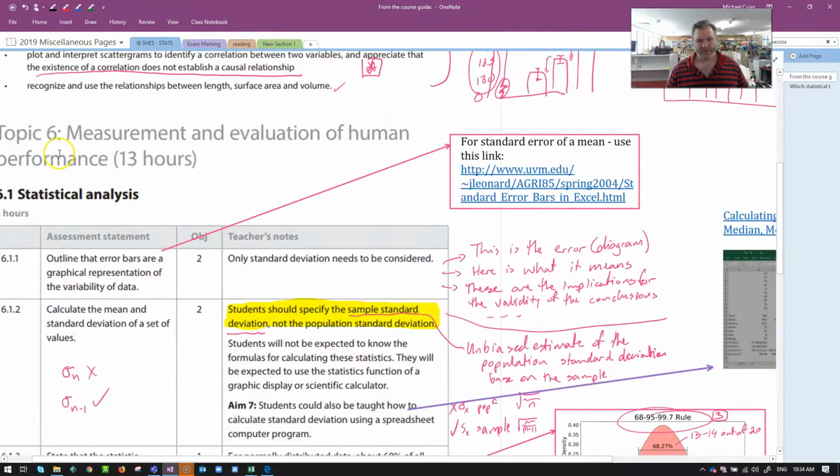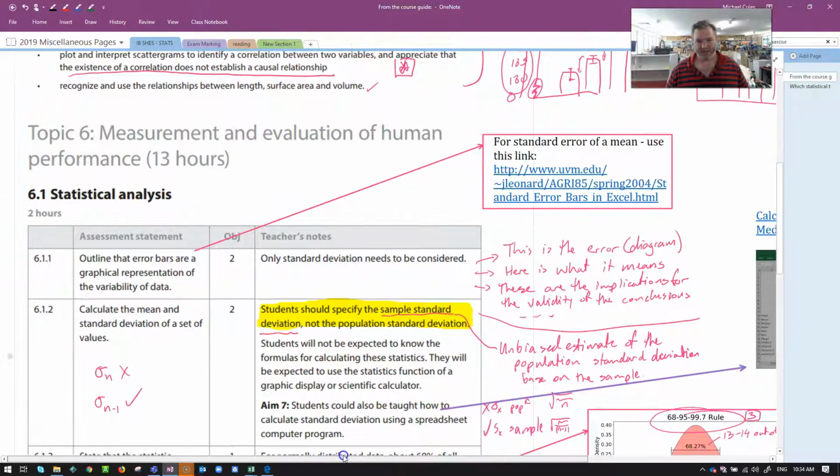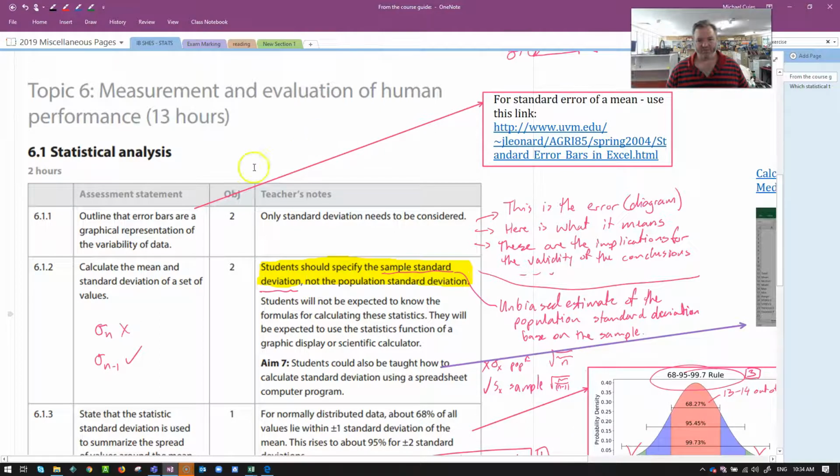One of the things when we look into topic 6 in particular, measure and evaluation of human performance, outline that error bars are a graphical representation of the variability of data. So when you're collecting measurements, there's some variation in there. There's some inaccuracies that are involved. It doesn't need to be as involved as when you're doing your error calculations in your sciences, and understand they do them differently in physics, from chemistry, from biology.